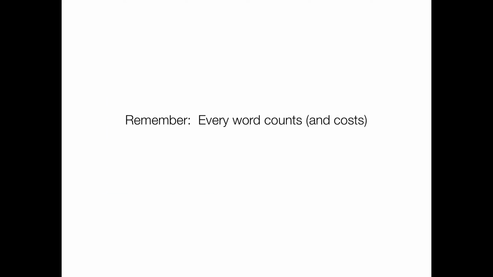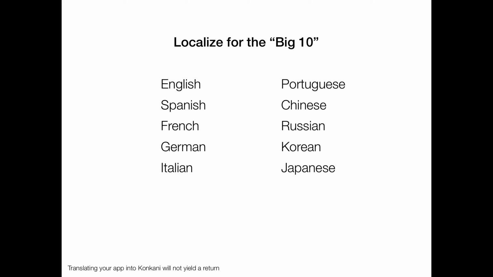Translation services can add up quickly if you let them. Don't use text if an image or an icon can get the same point across and can be just as effective. When translating your app strings and metadata, be sure to localize for the Big Ten. That would be the 10 languages that you see here, which are English, Spanish, French, German, Italian, Portuguese, Chinese, Russian, Korean, and Japanese. These languages make up the majority of markets in the App Store. Again, it costs money to translate your app, so don't target a small or obscure language unless you feel like you have a really good reason to do so.